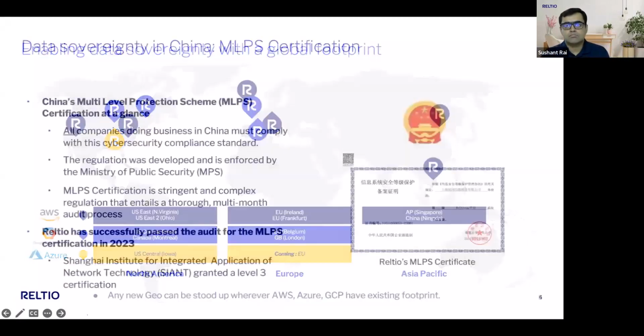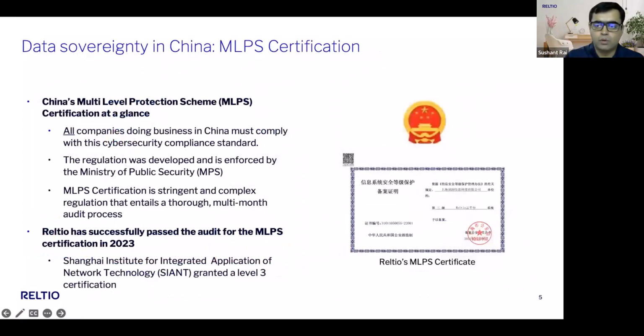So let's talk about China for something, right? I want to talk about specific data center requirements in China. A key cybersecurity standard for operating in China is the multi-level protection scheme, or MLPS, right? What is this MLPS, or multi-level protection scheme?